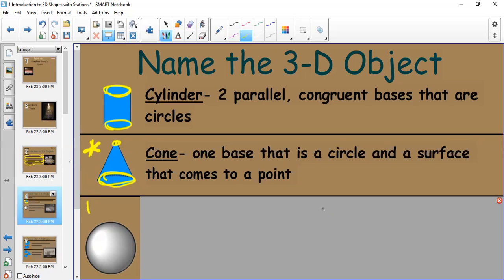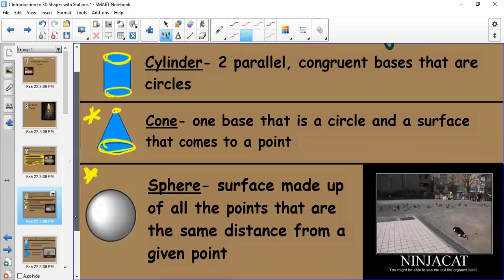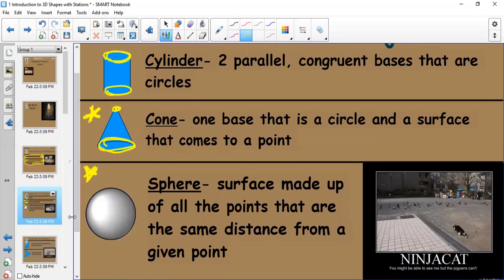We will also do the next shape. We will find volume and surface area of the shape. That shape is called a sphere. And that one's probably the most difficult to explain, but it is a surface made up of all the points that are the same distance from a given point. That given point is always the center of the sphere. Okay, so those are 3 of the shapes. We're going to talk about 2 other types of shapes.